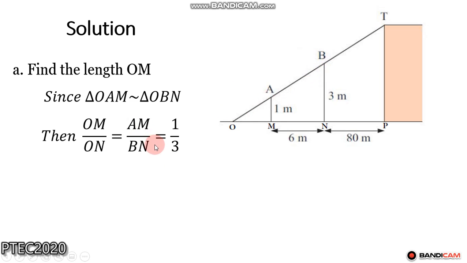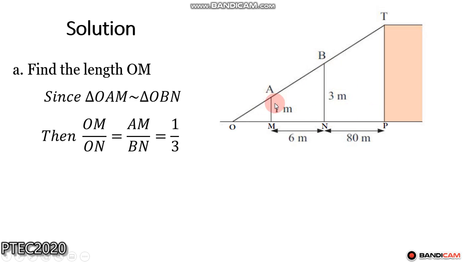So it's not necessary to include that. We just look for the corresponding sides that relate to what we want to find, and the corresponding sides whose lengths are given, so that we can find the side we want. For example, now OM is the side that we want to find, and the corresponding side of OM is ON here, and the other corresponding side is AM, which is given as 1 meter, and BN with 3 meters.